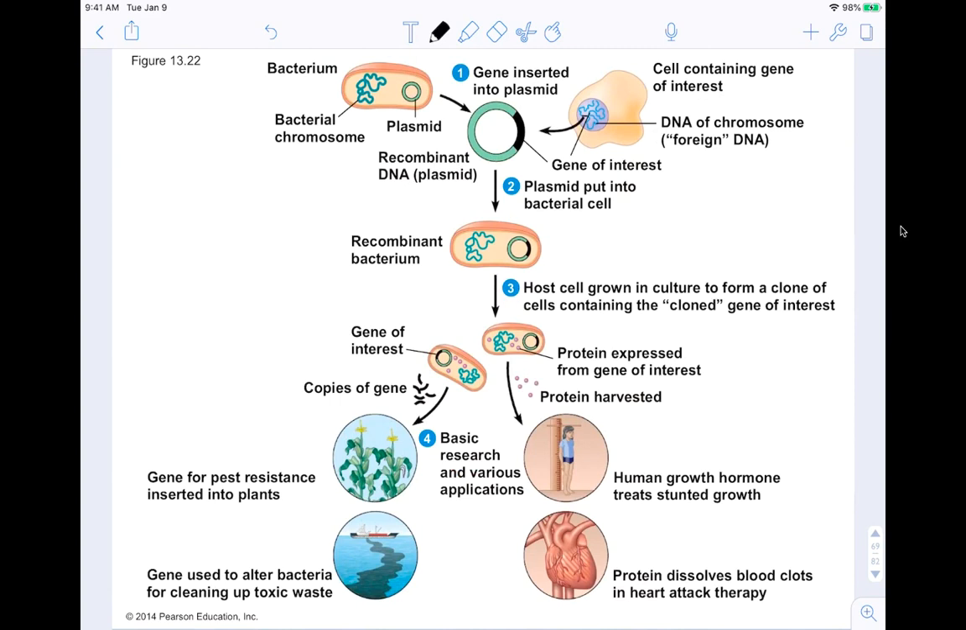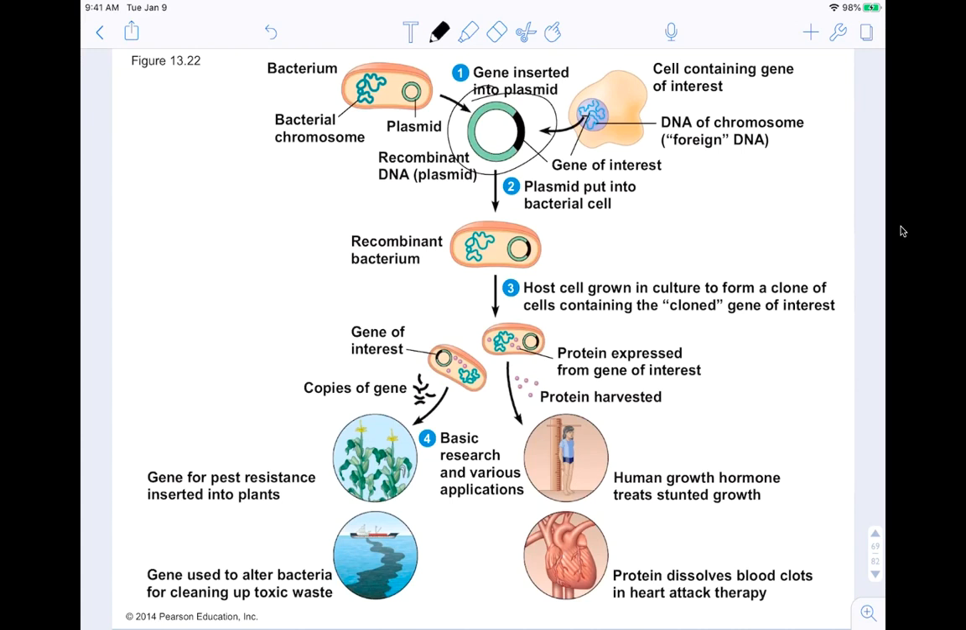So you have a bacterium, you have a bacterial chromosome, and then you have a plasmid. So first things first, you have isolated the plasmid and the gene is inserted into the plasmid. You've taken a cell containing the gene of interest, that's your desired DNA that you have incorporated into the plasmid here. So then the plasmid is put back into the bacterial cells. Typically, bacterial cells are greedy. So if you put plasmids in an area near a bacterium, it's going to take that in. It's going to incorporate it back into its little cellular body.